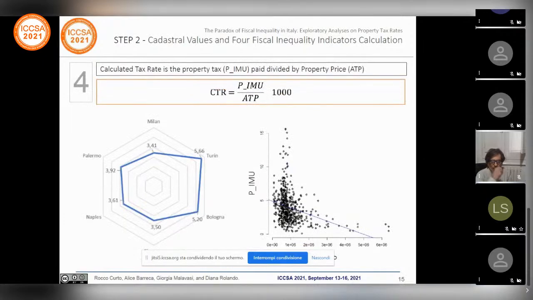The fourth indicator represents the calculated tax rate, and it's calculated as the ratio between the IMU tax effectively paid and the property value. Its score confirms the previous results, and the scatter plot here highlights an inverse relation between the IMU tax effectively paid and the property price. And this means that generally low IMU tax values correspond to high property prices.